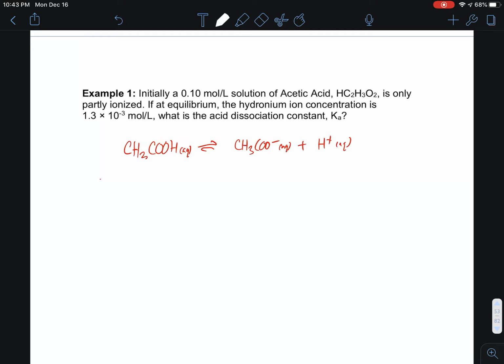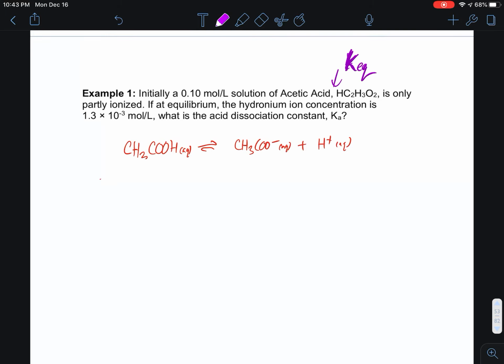So this question asks that initially a 0.1 molar solution of acetic acid is only partially ionized. If at equilibrium the hydronium ion concentration is 1.3 times 10 to the negative 3 molar, what is the acid dissociation constant Ka? If you're playing along at home, you'll realize that this is a KEQ question that we did weeks ago. It's very similar to a KEQ question that we did quite a long time ago. But let's see what happens as we go along.